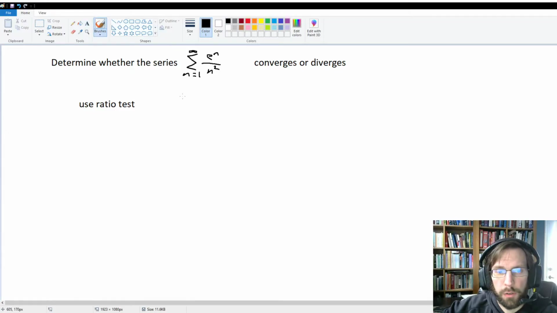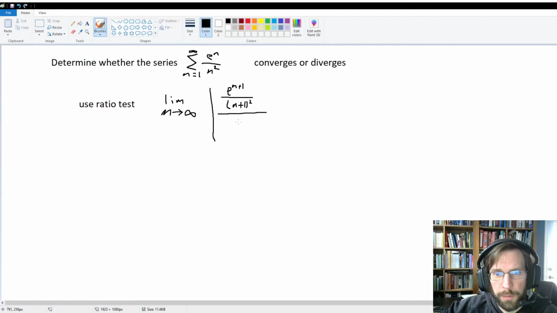Okay. So what the ratio test tells us is we want to take the limit as n goes to infinity of the absolute value of the n plus first term, so that's e to the n plus 1 over n plus 1 squared, all over e to the n divided by n squared.